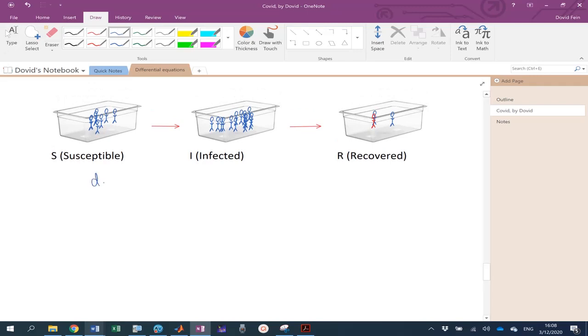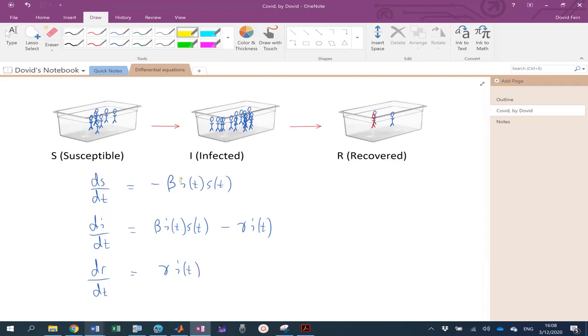Here they are. The first, dS/dt, is going to equal negative beta times I of t, S of t. The next one, dI/dt, is going to equal beta I of t, S of t, minus gamma I of t. Finally, dR/dt is going to equal gamma I of t.